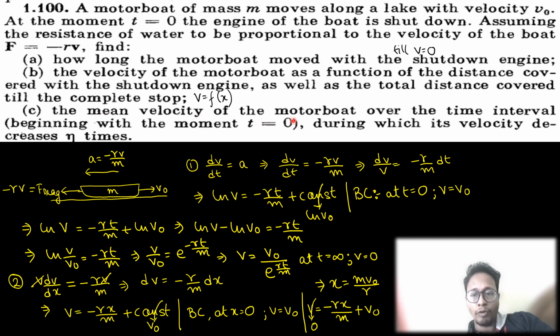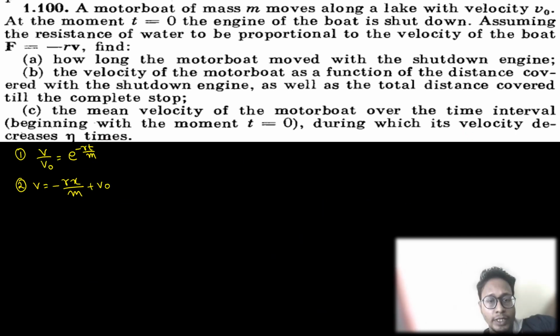The third part of the question: the mean velocity of the motorboat over the time interval beginning with t equals 0, during which the velocity decreases n times. That means find the average velocity from the starting time till the time when velocity becomes 1 by n times the initial velocity. When the final velocity becomes this value, what is the distance traveled? If I put the final velocity here, I'll get the distance.